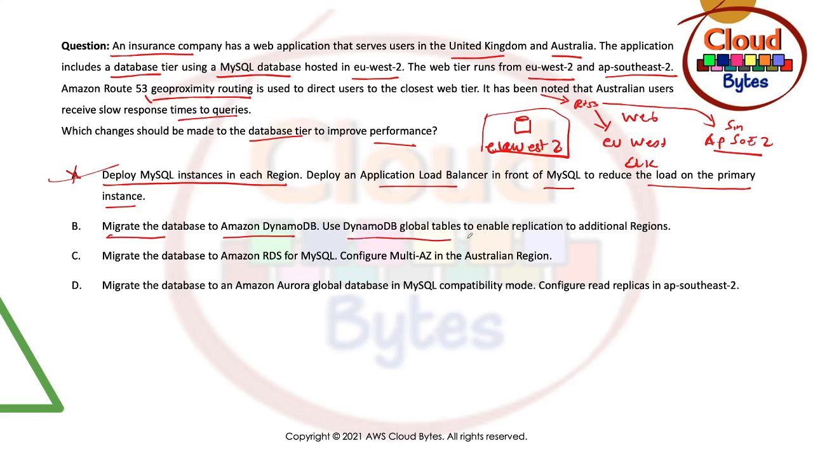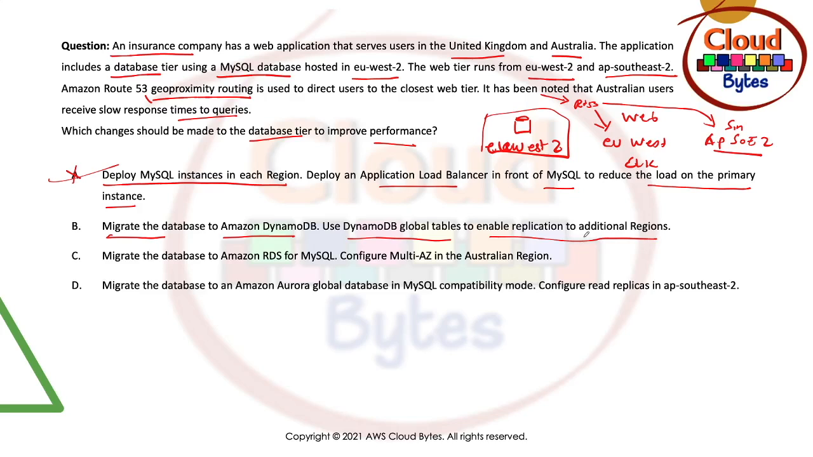The next option over here is migrate the database to DynamoDB and use DynamoDB global tables to enable replication in additional regions. Now this is a MySQL database. It's a relational database. DynamoDB is basically NoSQL. So using DynamoDB global tables and enabling replication will work for any kind of load that is NoSQL.